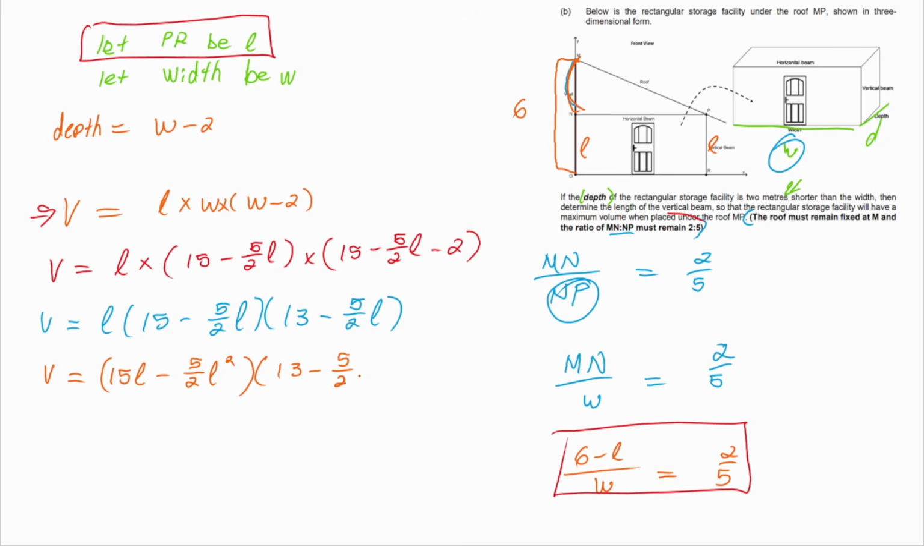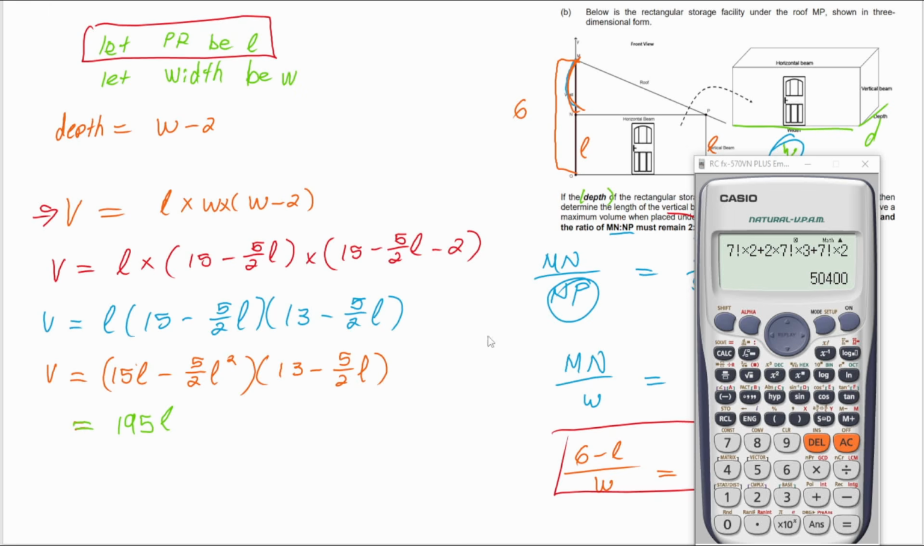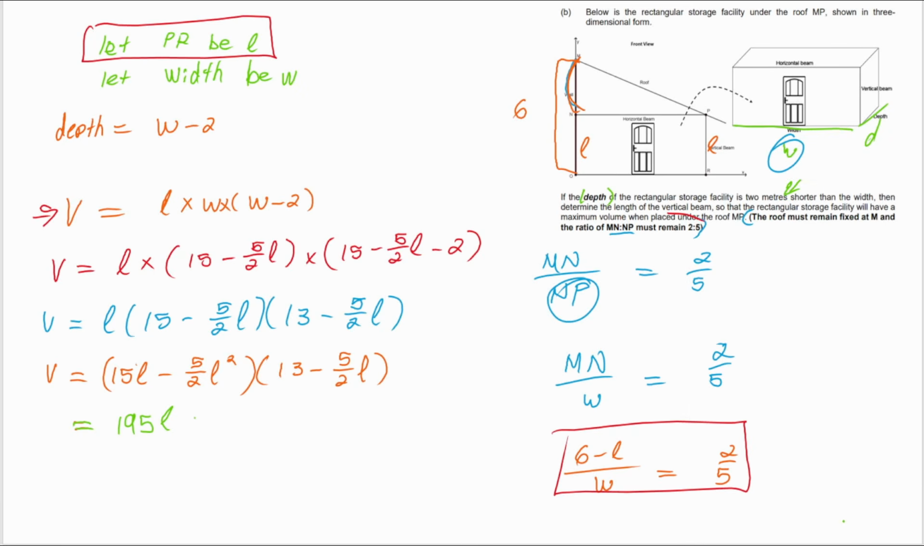I'm going to distribute now. I'm essentially just foiling this out in this next step. So that gives me 15 times 13. What is that? 15 times 13, 195. So I have 195L. Let me show you in the calculator what I'm doing here. I'm doing 15 times negative 5 over 2. That just gives me minus 75 over 2 L squared, because L times L.